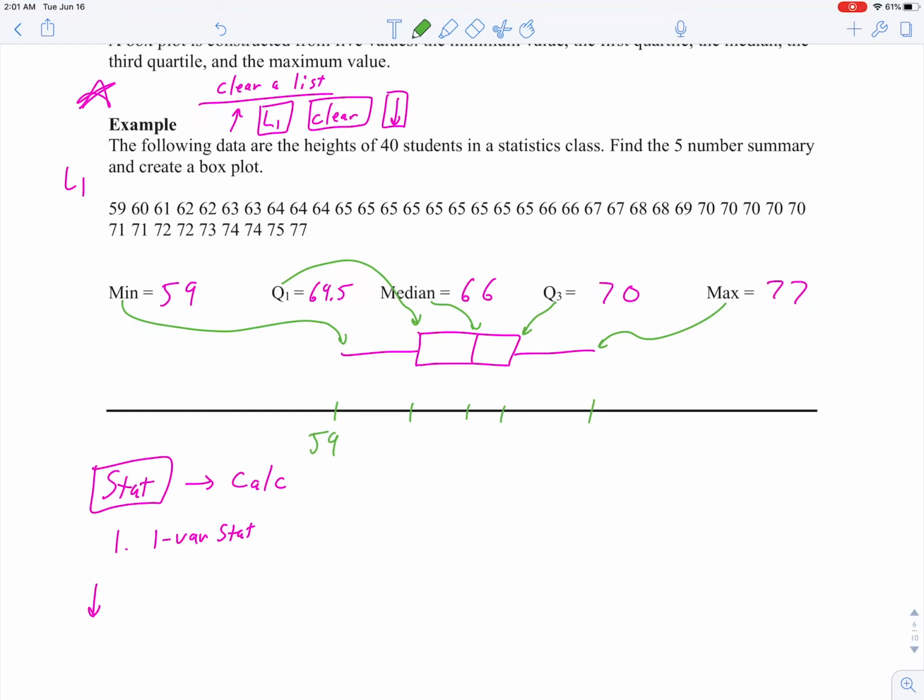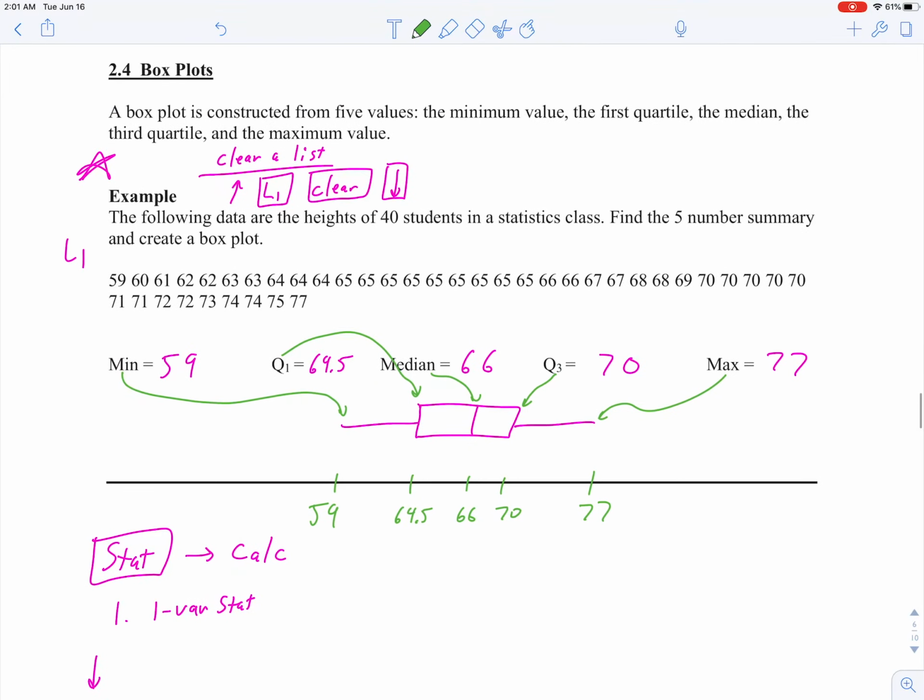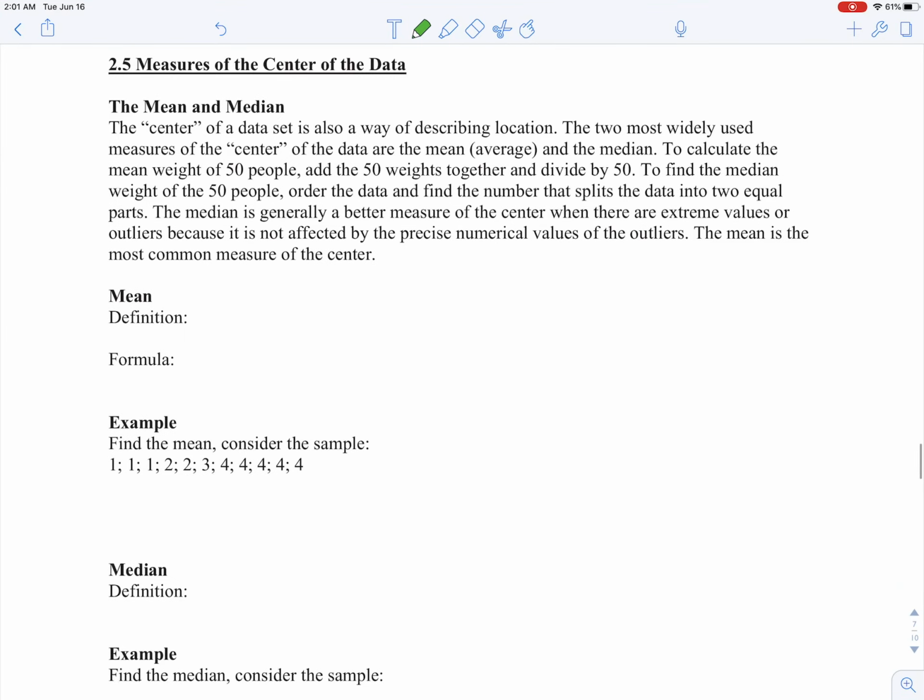All right, so the minimum was 59. Q1 is 64.5. Median 66. Q3 is 70. And the maximum is 77. And there you go. You have created a box plot. Lots of fun, right? Okay, awesome. So there's your box plot. Get used to drawing these using the procedure I just laid out here.